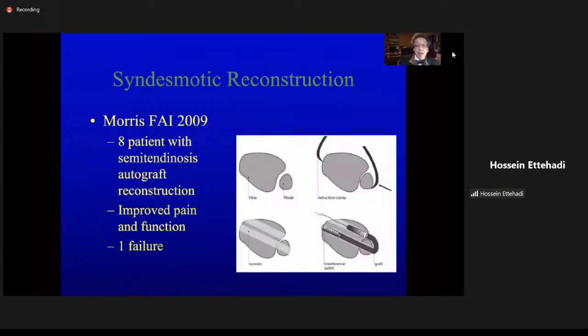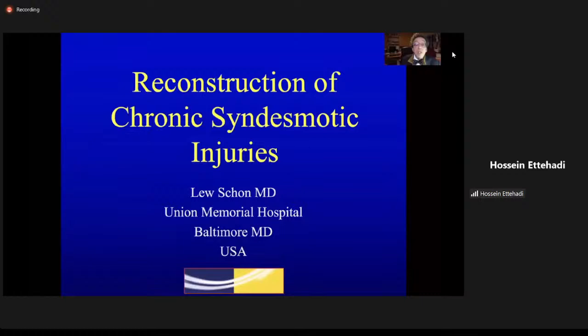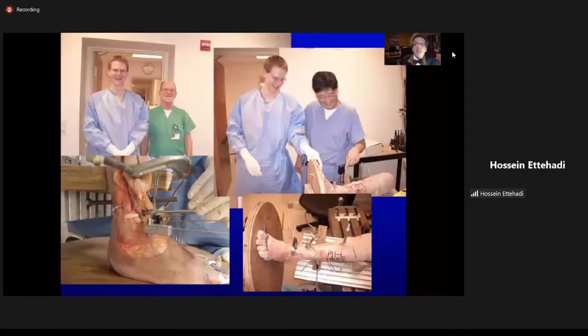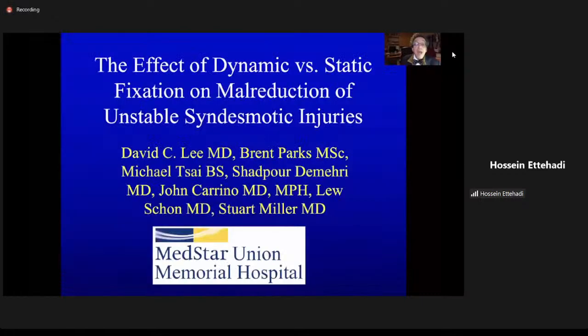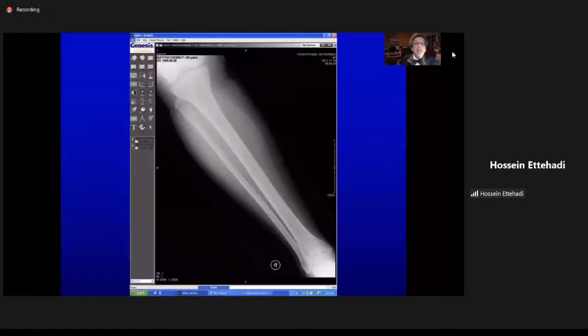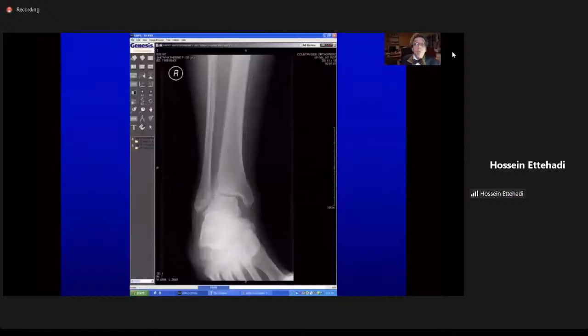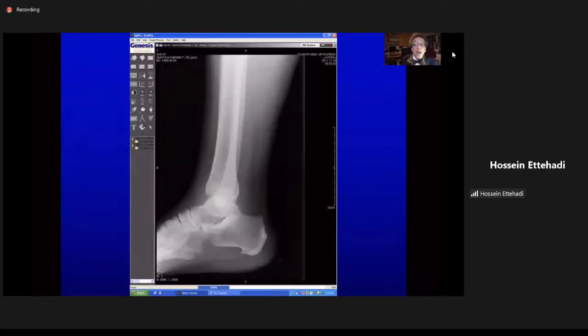Also, in those cases, we will also do a ligamentous reconstruction. There are several ways to do this. This is a paper by Morris, which showed a very simple semitendinosus autograft reconstruction with nice results. We have done studies as well in our labs that showed different ways to fix the syndesmosis. And I'll show you a technique that we use clinically.